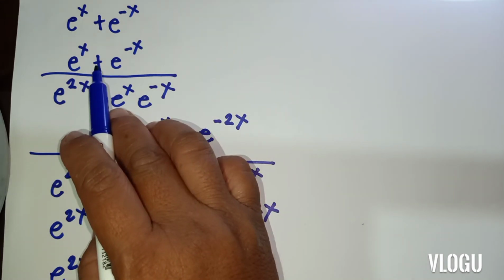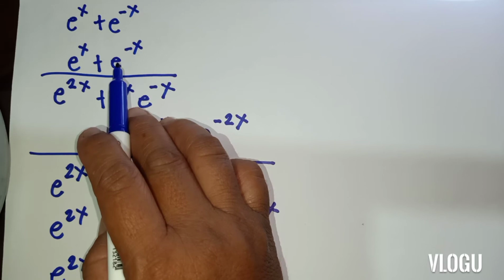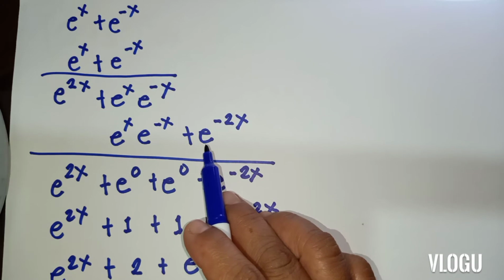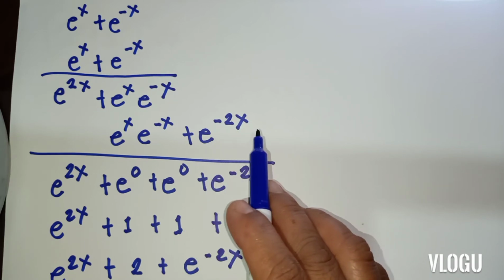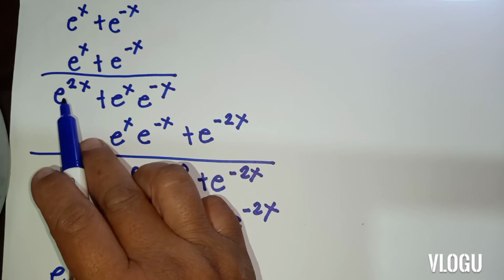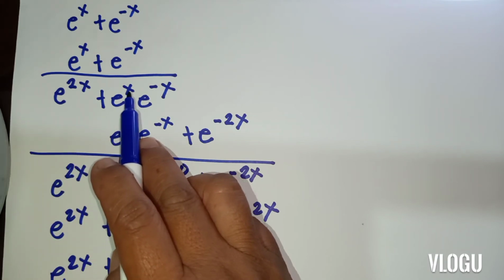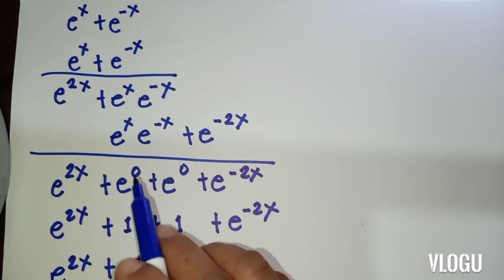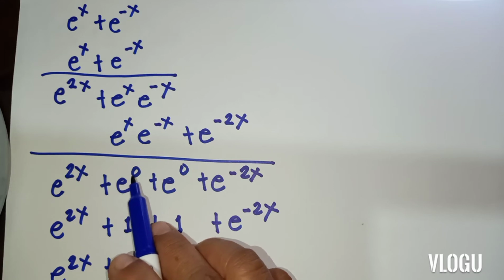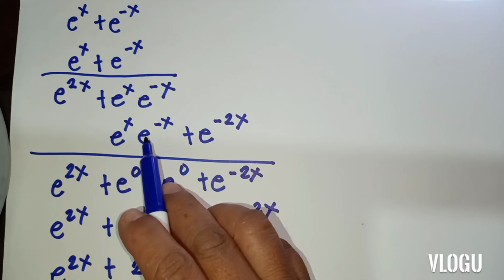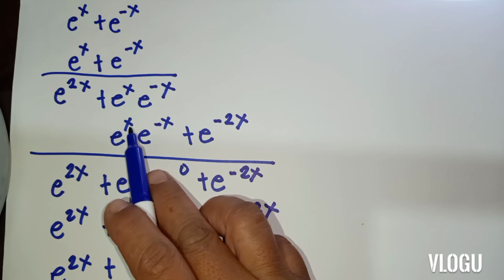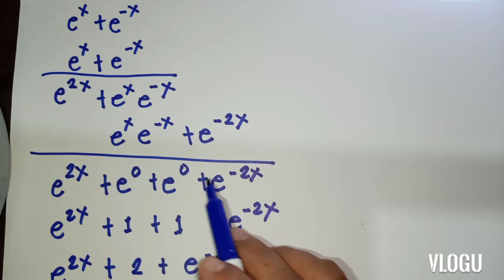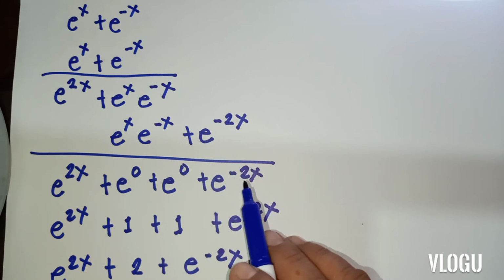Plus e^(-x) times e^(-x), add the exponents. That's the reason you will have e^(-2x). So bring this down, e^(2x). For e^x times e^(-x), when you add the exponents, that becomes 0. So e^0, positive x and negative x, that is e^0. Bring down e^(-2x).